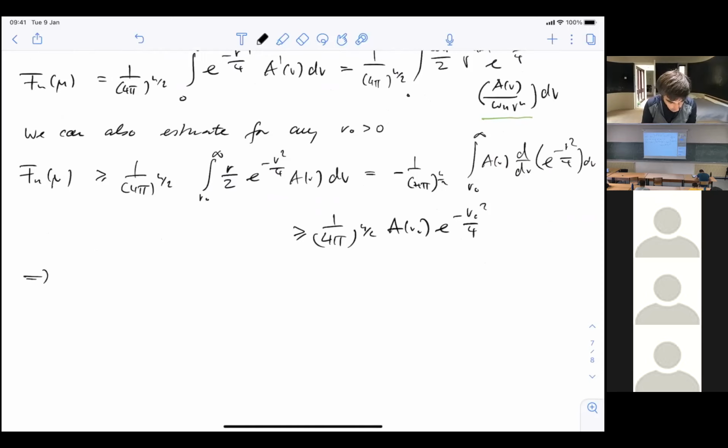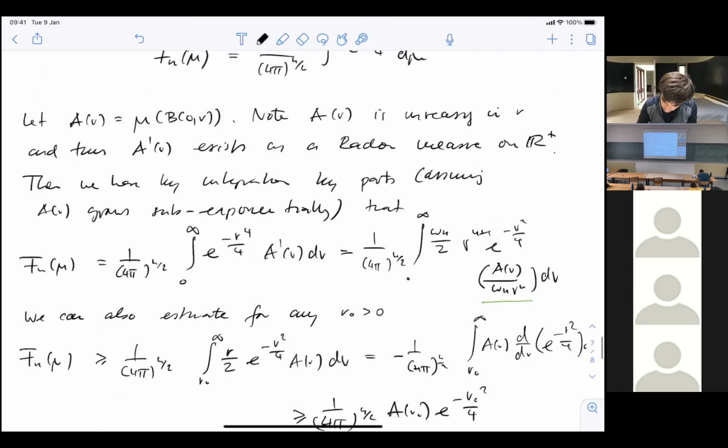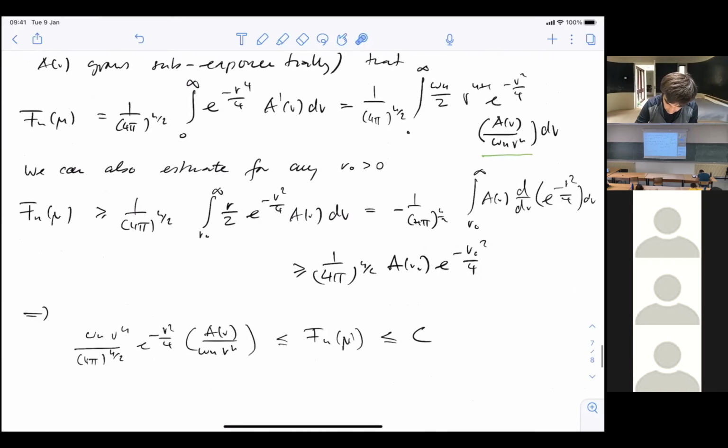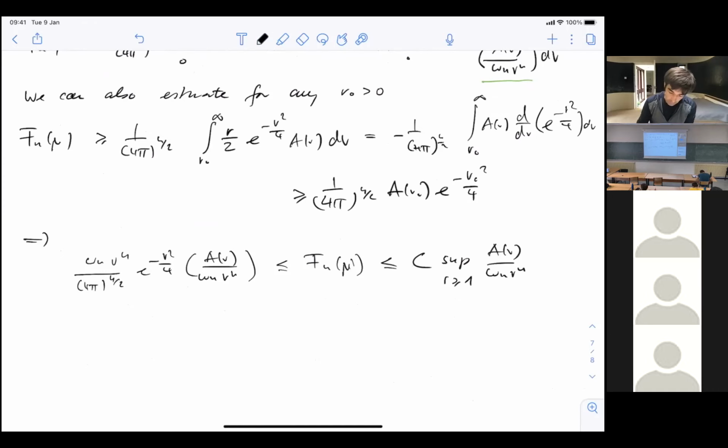So there we get the following estimate. This estimate gives us the following upper bound: omega n r to the n divided by (4 pi) to the n over 2, times e to the minus r squared over 4, times A of r divided by omega n r to the n. These are the area ratios, and this is bounded from above by F_n of mu. But we have seen we can control F_n of mu if we control the area ratios. So this is this formula up here. If we control the area ratios, we control F_n of mu. So this is controlled from above by the supremum over r greater or equal than, let's say, 1, of A of r over omega n r to the n.